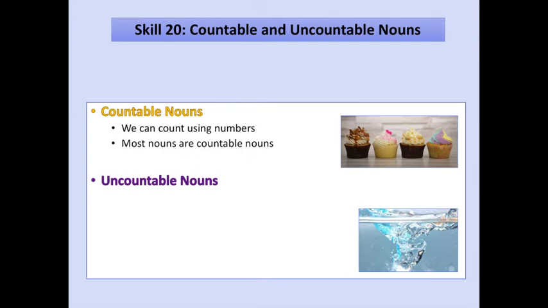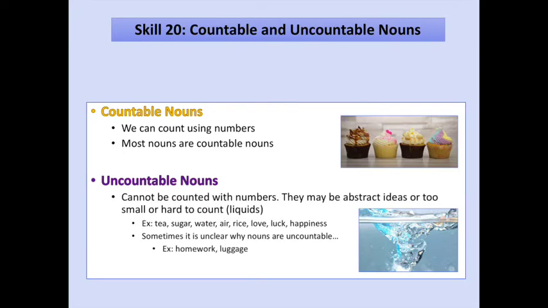Skill 20 is about countable and uncountable nouns. Countable nouns we can count using numbers. Most nouns are countable nouns. So I can look at this picture and say that there are 4 cupcakes because cupcakes is countable.